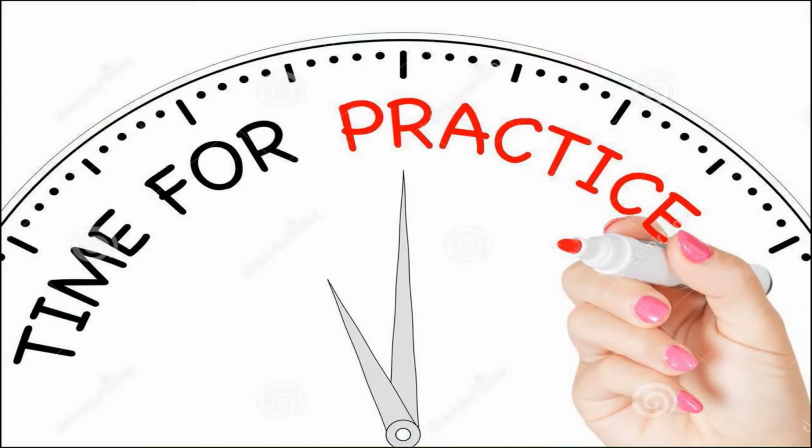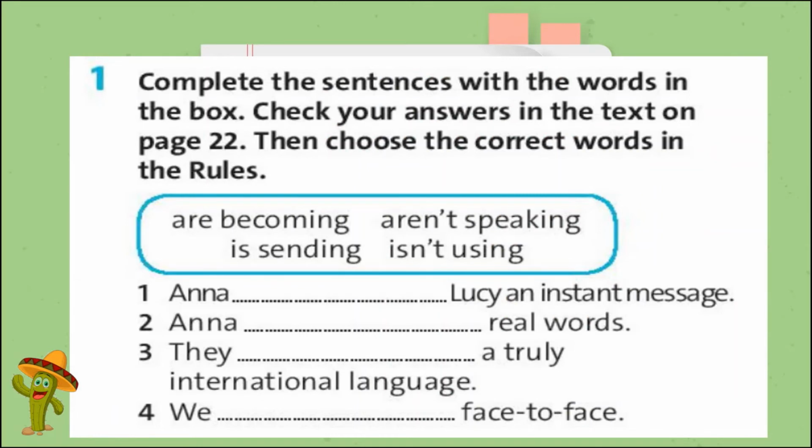It's time for practice. You complete the sentences with the words in the box. You choose the correct words in the rules, as you can see in your student book. Number 1, Anna blank Lucy an instant message. Number 1, we use is sending.